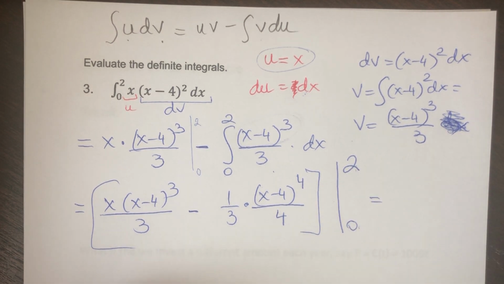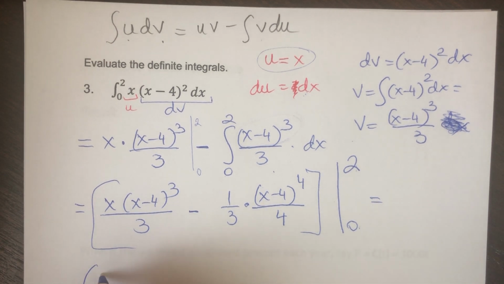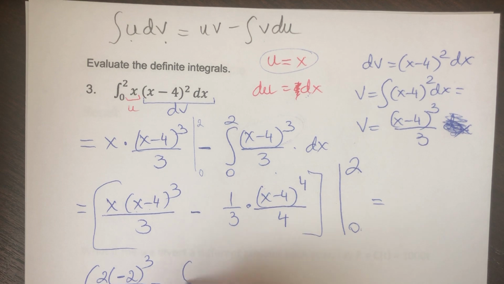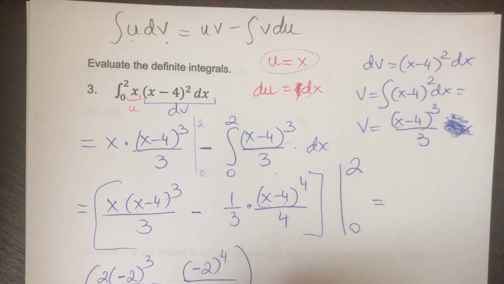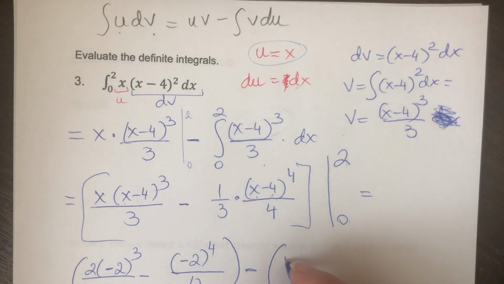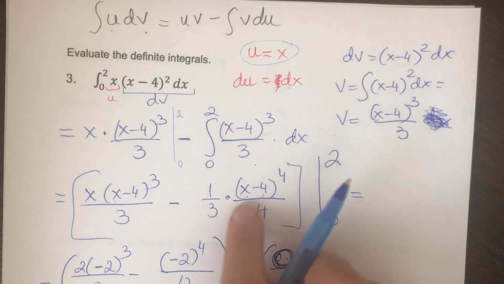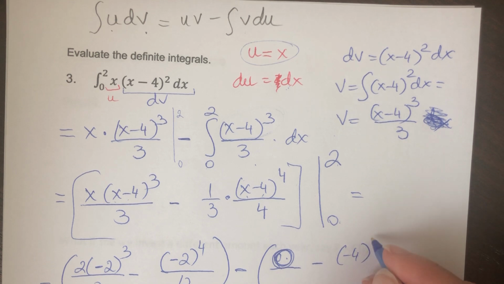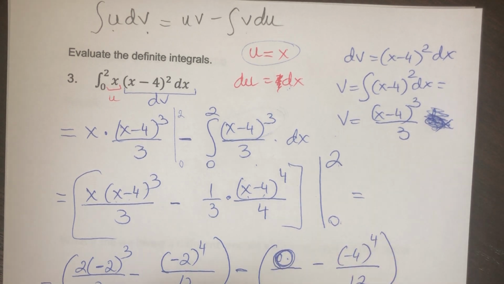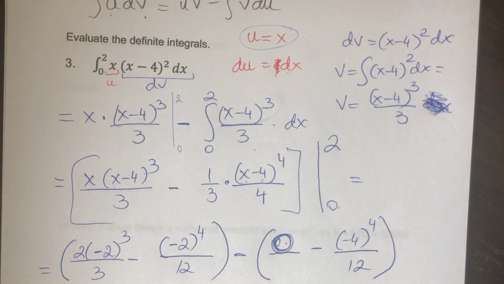So all I'm going to do is plug in a 2 first. So it's 2 times 2 minus 4 is negative 2 cubed over 3 minus 2 minus 4 is negative 2 to the 4th. I'm going to combine these two over 12, minus, plug in a 0. Oh, 0 times who cares what? It's 0. Minus 0 minus 4 is negative 4 to the 4 over 12. So put this in your calculator. I believe I have the answer. I'll let you start plugging in those values.